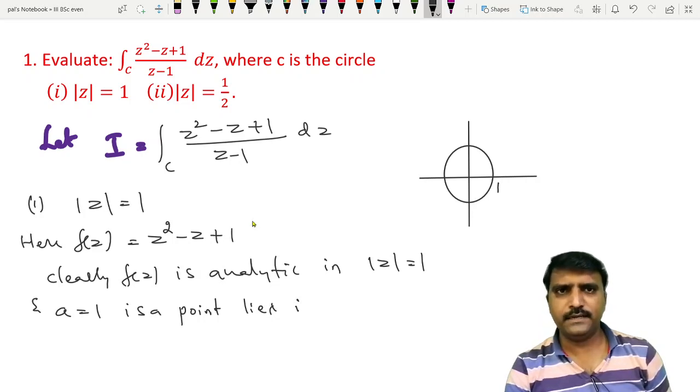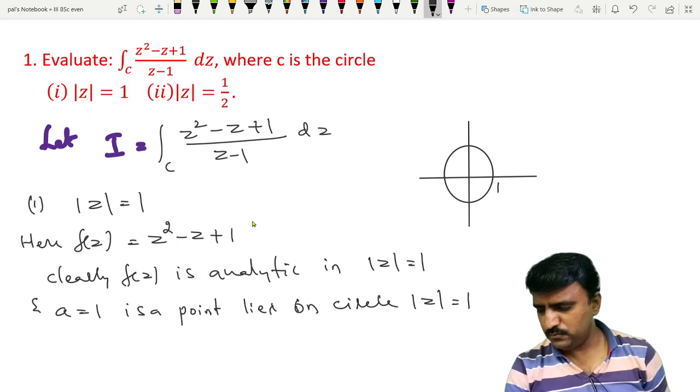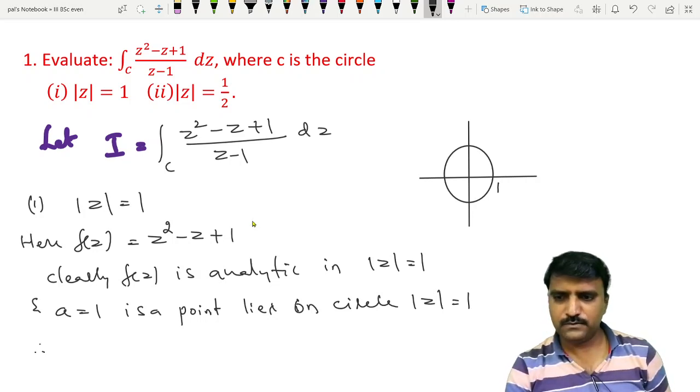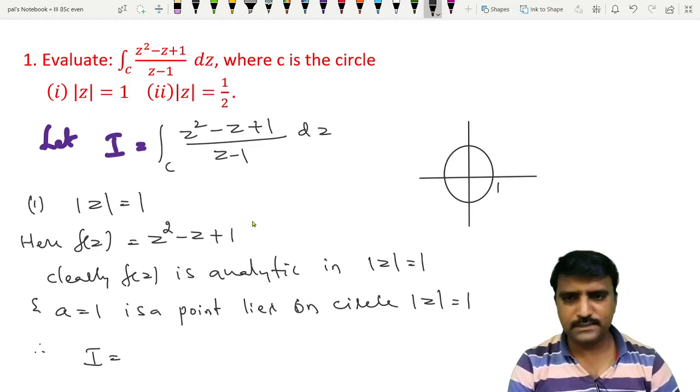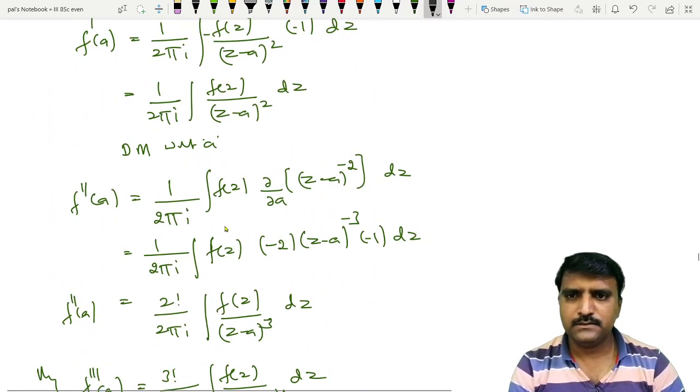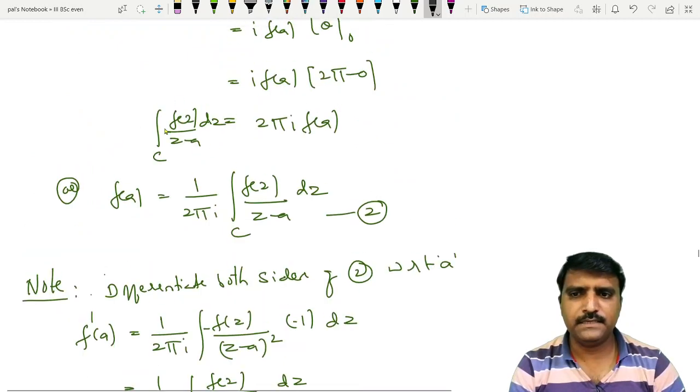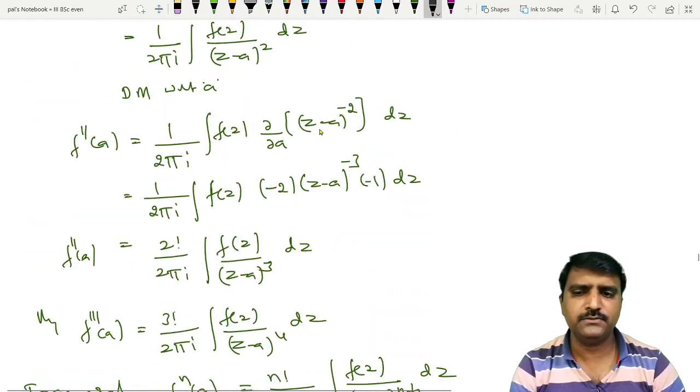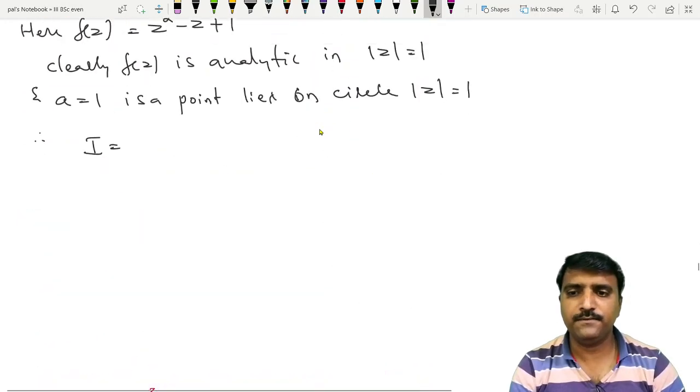So not inside, we can take it lies on the circle |z| = 1. Therefore the integral value I can be written as follows. Cauchy's integral formula says: if f(z) is analytic and z = a is a point that lies inside the circle or on the circle, then its integral value is equal to 2πi times f(a).